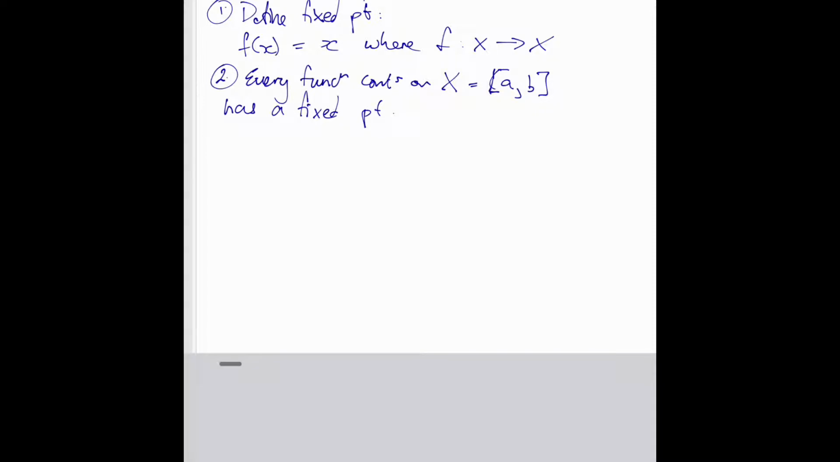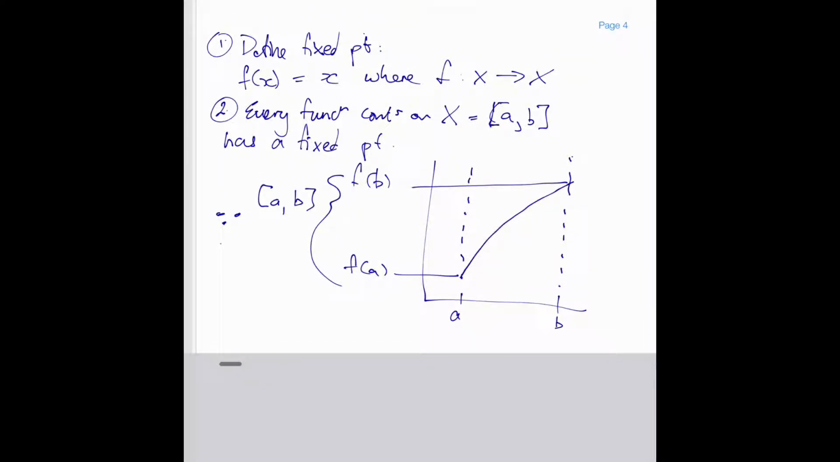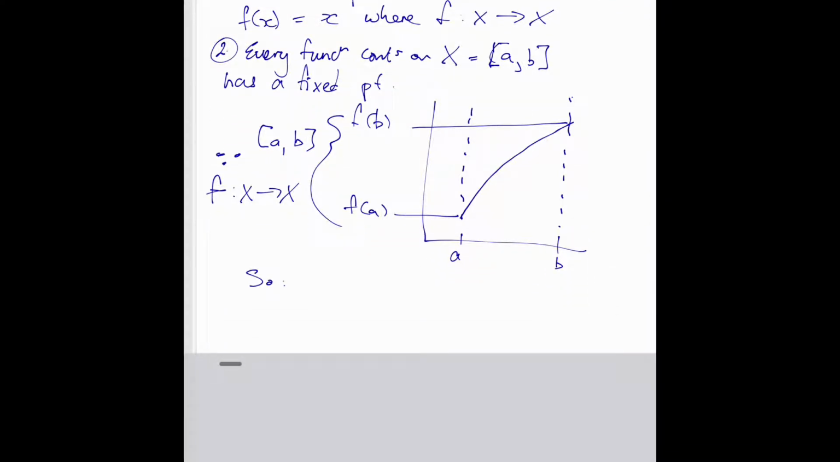And we can use the intermediate value theorem for this. If we have a look on this axis with a and b defining the domain, and we construct a function f which maps the domain into the same range. In other words, the range is also the interval AB, because f is mapping x into x. Then we can see that f of a is greater than or equal to a, and f of b is less than or equal to b.